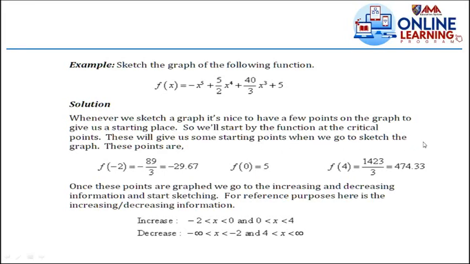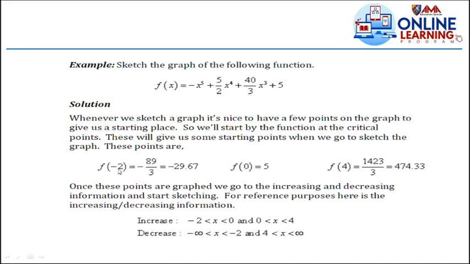When we go to sketch the graph, these points are, una, if the function of x is equal to negative 2, and if we're going to substitute it here, the value of your y is negative 29.67. If the function of x is equal to 0, and if we're going to substitute it here, the answer is 5. Whereas, if x is equal to 4, 1423 divided by 3, the answer is 474.33.